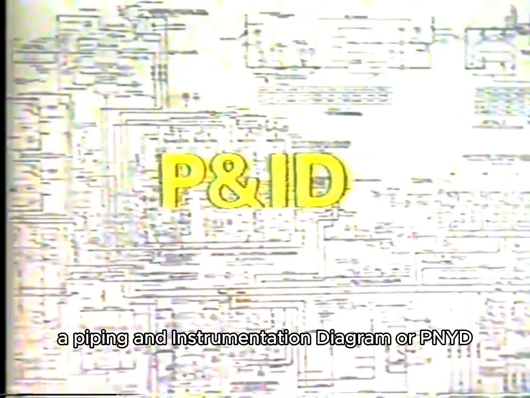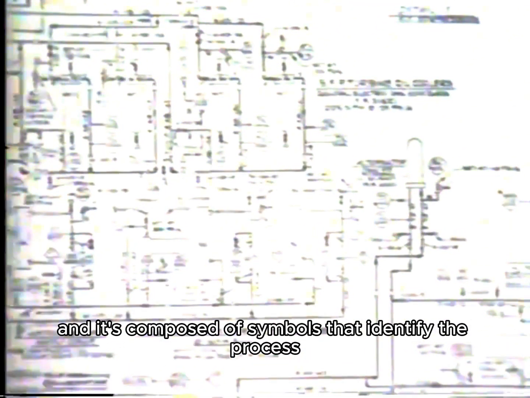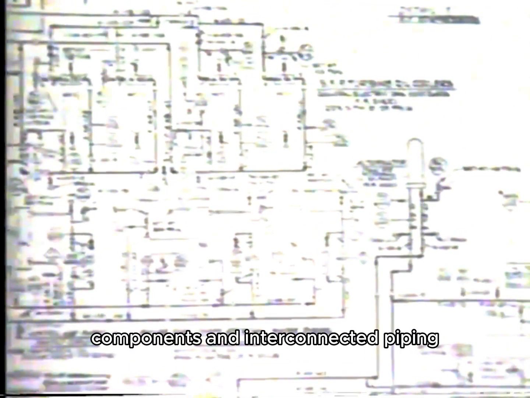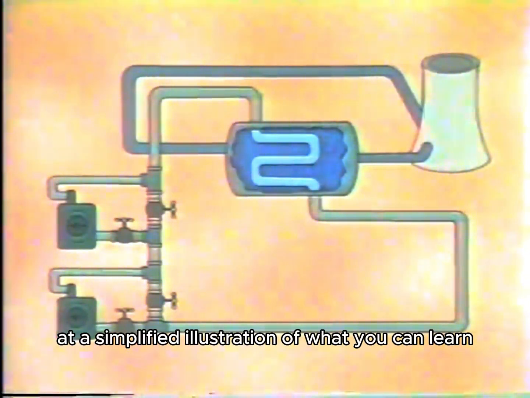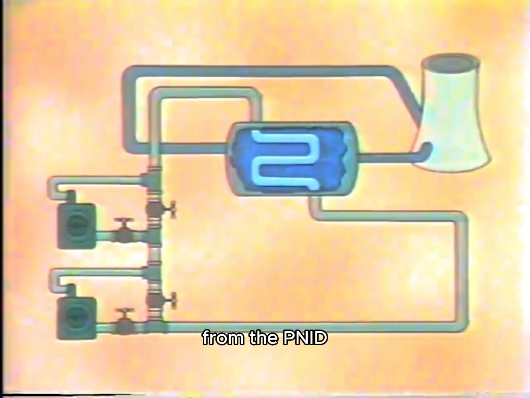Another excellent source of information is a document called a Piping and Instrumentation Diagram, or P&ID. It's a diagram of a process or several related processes, and it's composed of symbols that identify the process components and interconnected piping. Let's look at a simplified illustration of what you can learn from the P&ID.